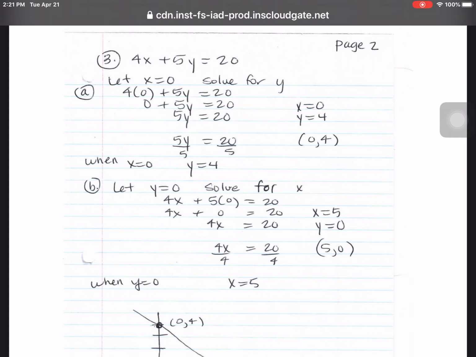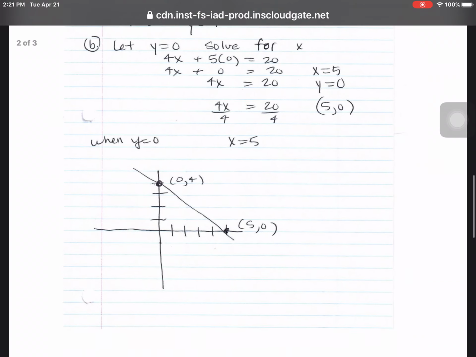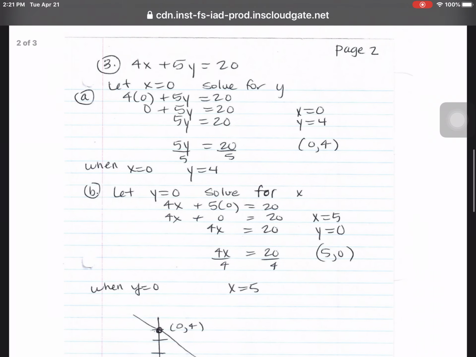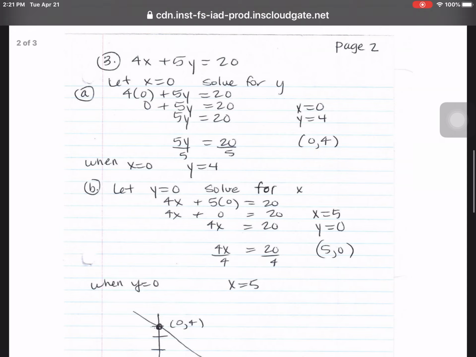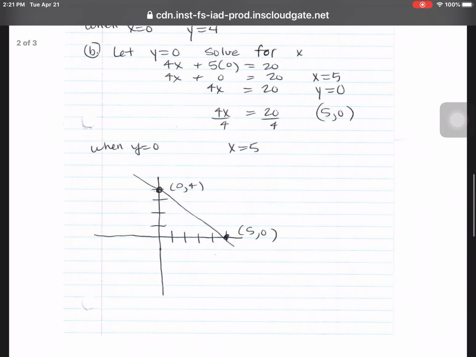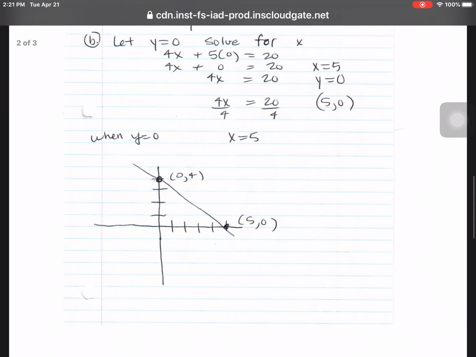Part B, let y equal 0 and solve for x. So go back to the equation, which was 4x plus 5y equals 20. That y is getting replaced with a 0. 5 times 0 equals 0. 4x plus 0 equals 4x.